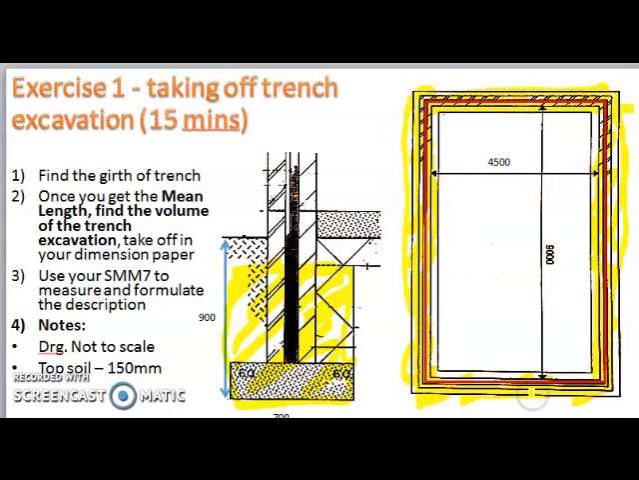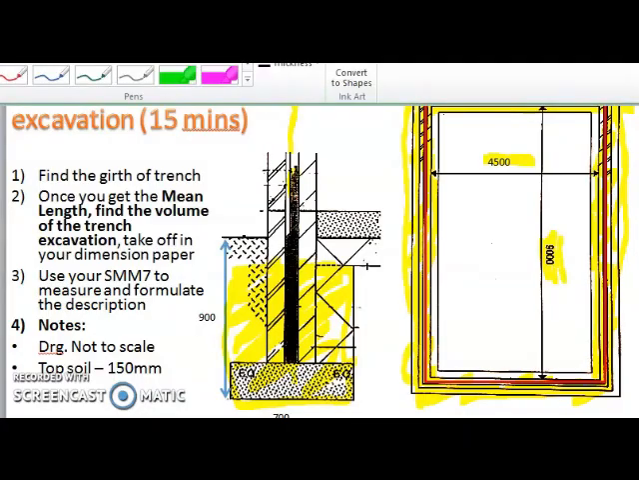Okay. So how do you get the girth, the perimeter of this red color here? So you're given the internal perimeter of the trench length. So what do you do with that? We will do this together. Okay, let me try to show you.